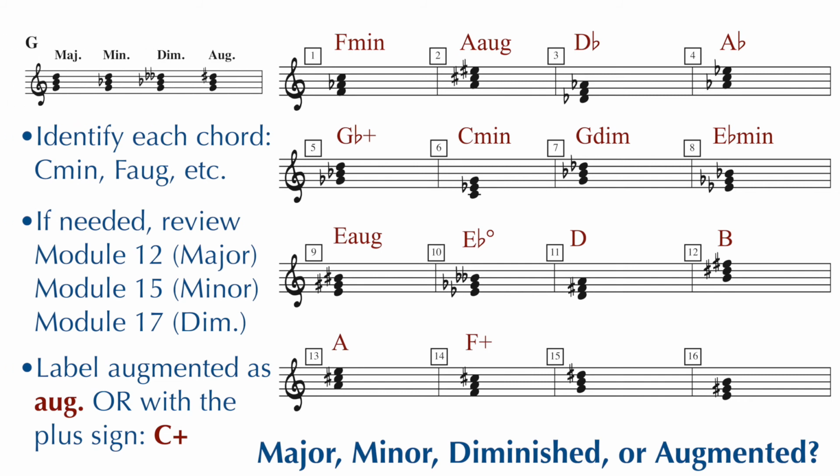Number 15, G, B, D sharp is a G augmented chord. G going up to D sharp is an augmented fifth. G going to B is a major third, and B going to D sharp is also a major third. And finally, number 16, E, G sharp, B is an E major chord. E going up to B is a perfect fifth, and E going to G sharp is a major third.